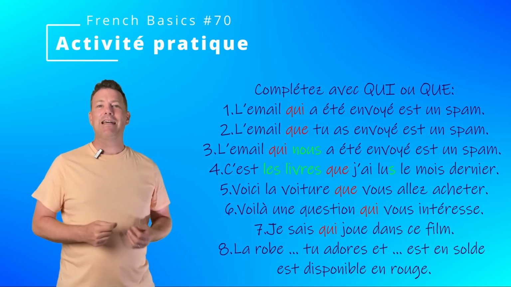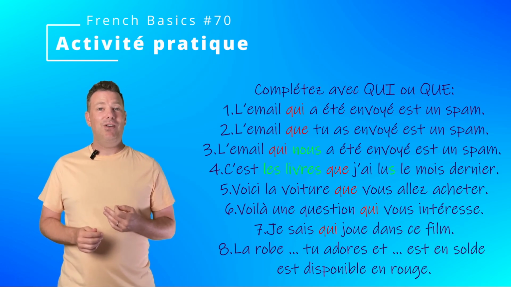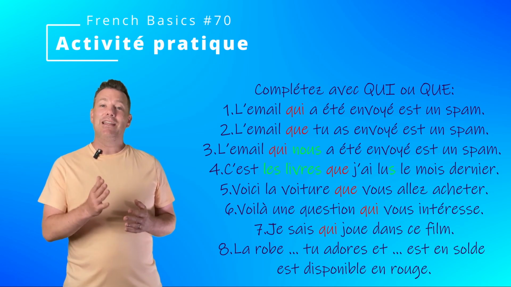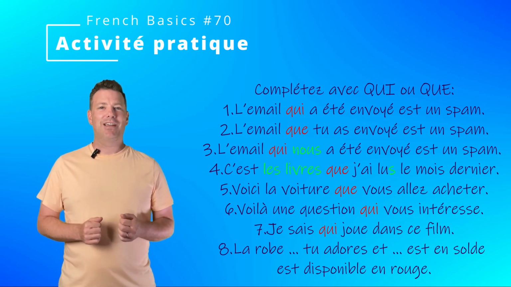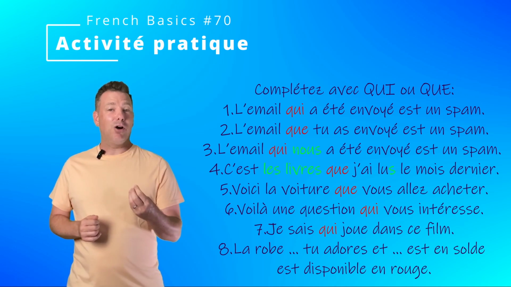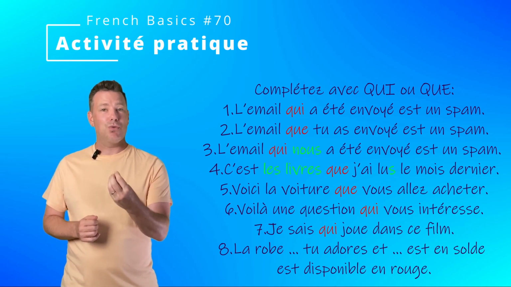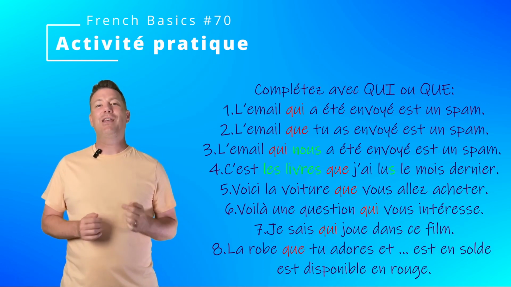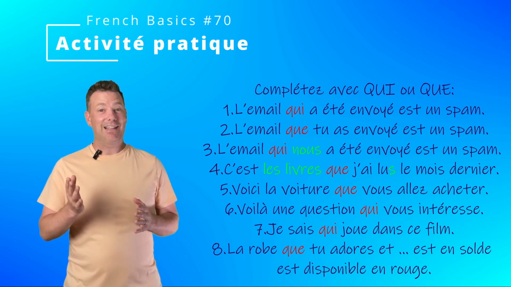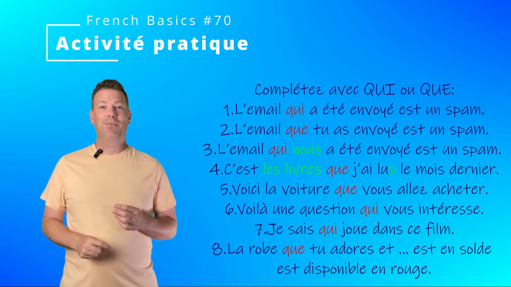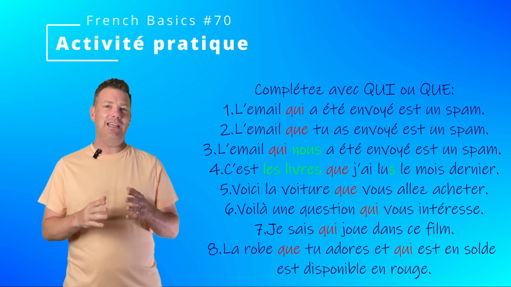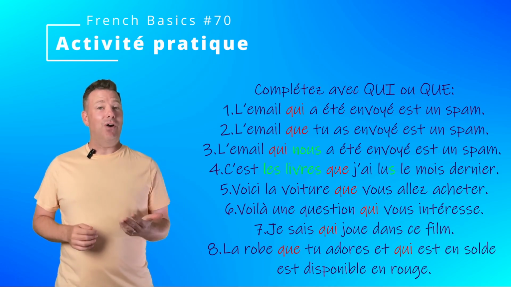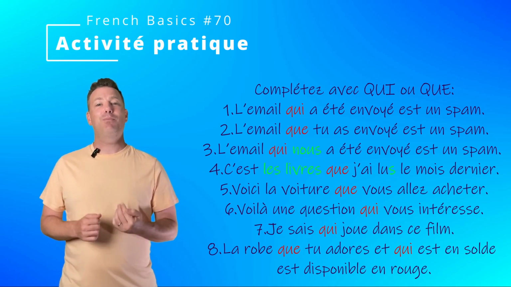Numéro 8. La robe blank tu adores blank est en solde, in sale, blank est disponible en rouge. Okay, so let's do the first one. La robe tu adores, tu is a subject, therefore you need to use que. La robe que tu adores est, that's a verb, you need to use qui, okay? Et qui est en solde est disponible en rouge. Let me repeat the whole sentence. La robe que tu adores et qui est en solde est disponible en rouge.